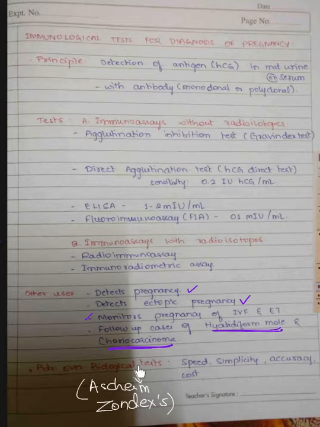Then the second thing is that there are some tests which were done earlier, also called the classical tests or biological tests. These are the first discovered tests, like the Aschheim-Zondek test. But these tests take more time, they are not so simple, they are not accurate, and they are costly compared to the immunological tests. So the immunological tests are preferred compared to the biological tests.